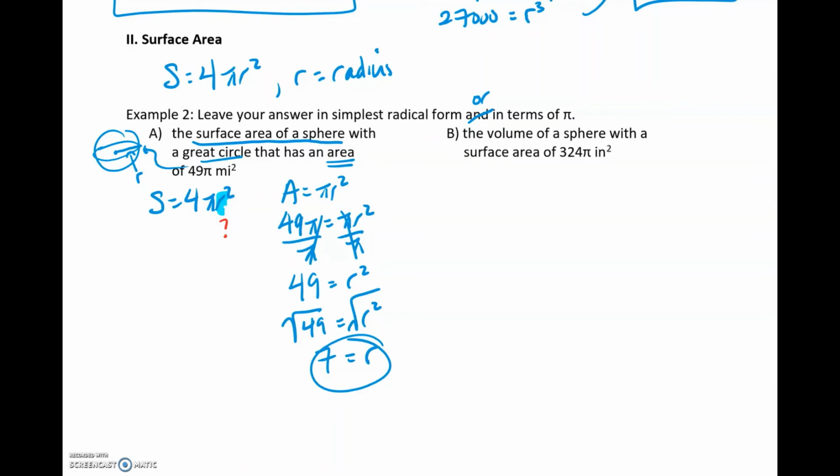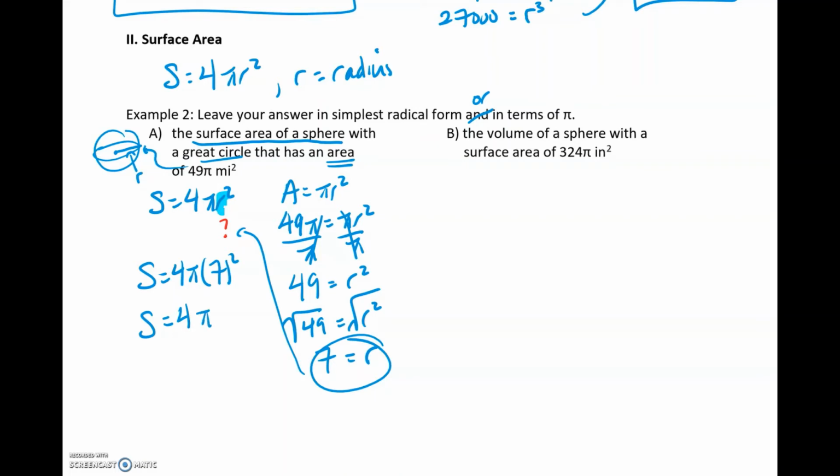Now that I have my radius, we're all good to go. So surface area is 4 pi 7 squared. And you might even realize, wait a minute, if pi r squared is 49, can I just put in 49 for pi r squared? You totally can, right? As we make that connection, you're good.